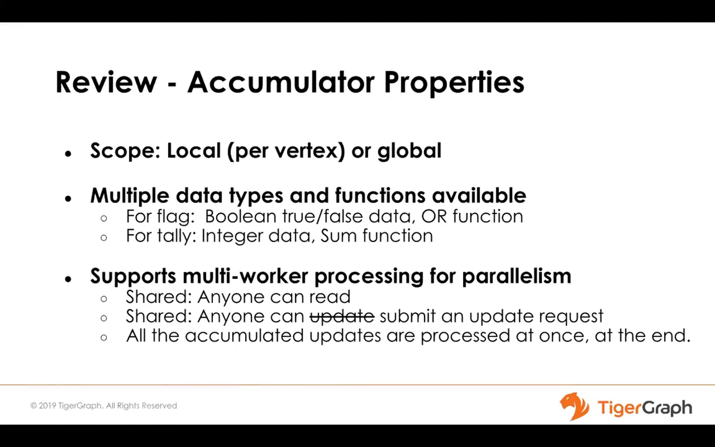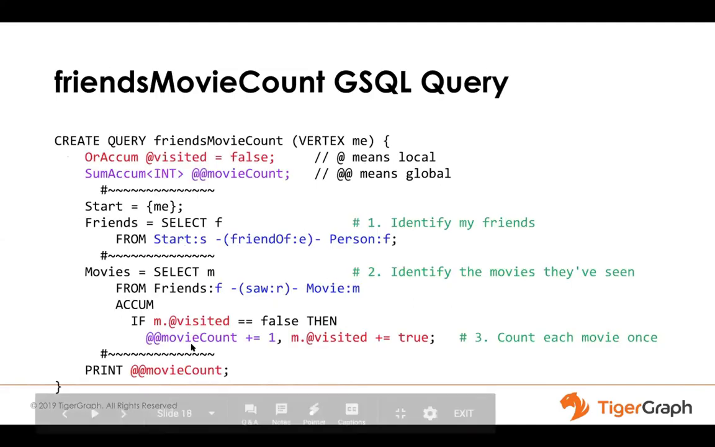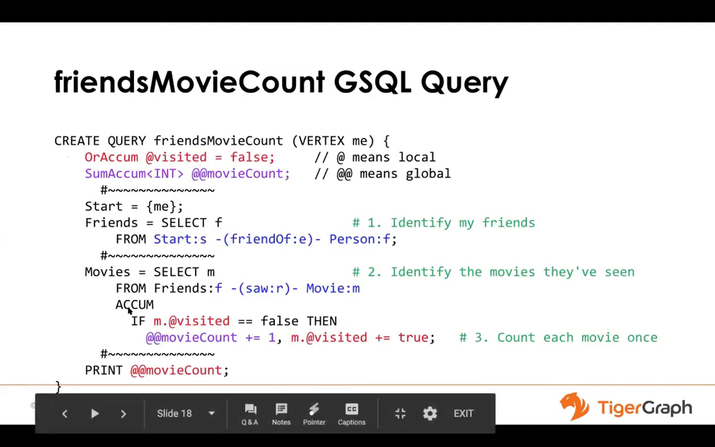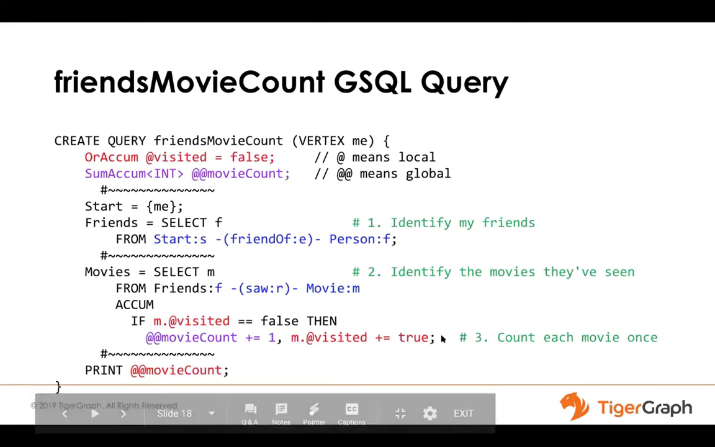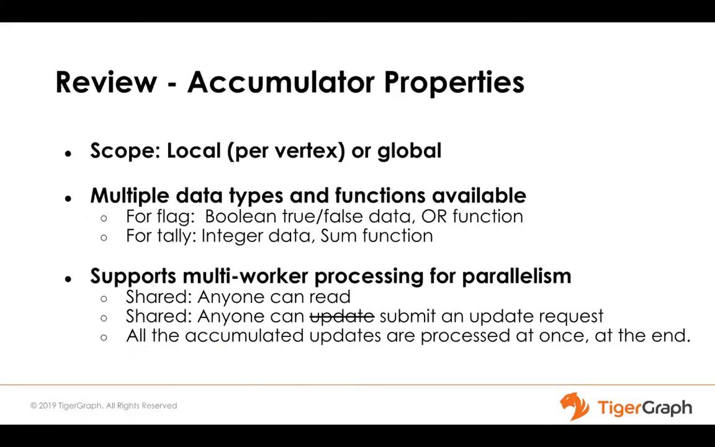And we also saw that inherently, accumulators support this multi-worker processing for parallelism. Anyone can read, and anyone can say that they have an update. Remember, the update doesn't occur immediately. Everyone sends a message to say what they want to happen. The accumulator gathers all the messages. When did the accumulation actually take place? It took place, you can imagine, at the end of this accum. After everybody has processed all their edges, the work is done, then the accumulation occurs.